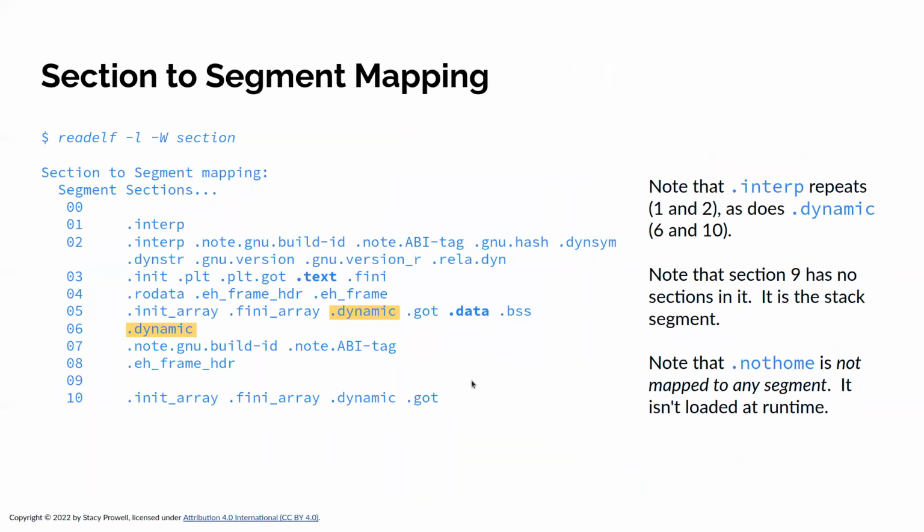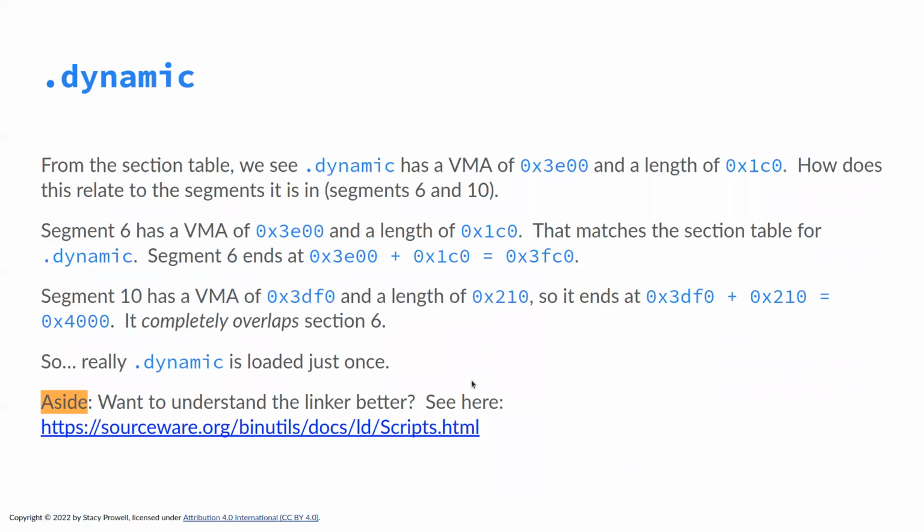So what about these things that occur more than once? Let's take a look at that dynamic. From the section table, dynamic has a VMA of 3E00 and a length of 1C0. And it's in segments 6 and 10. Segment 6 starts at 3E00, right there, and has a length of 1C0. That's the length of this. So segment 6 is just dynamic. Great.